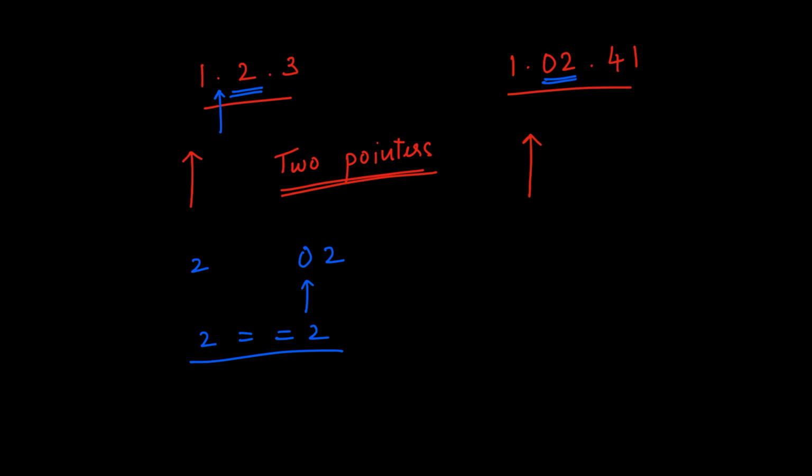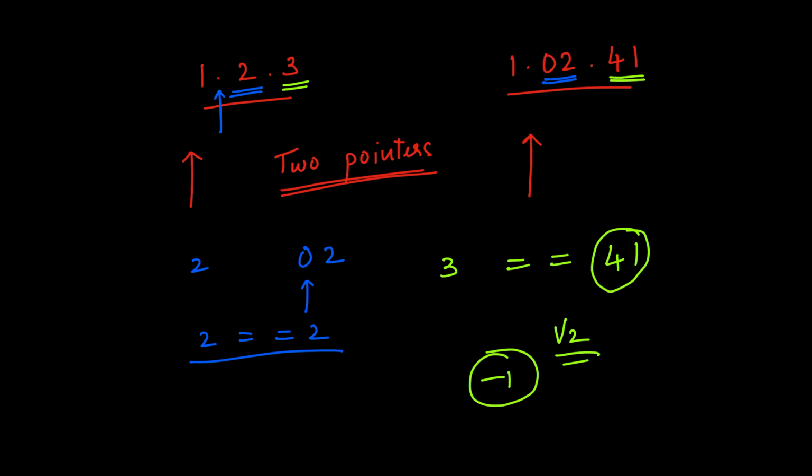So we need to increment our pointers and compare the next characters. The next segment is the last segment where we have 3 on the left hand side and 41 on the right hand side. As 41 is greater than 3, which means version 2 is greater than version 1, which implies that our output should be -1. This is one of the simplest and most efficient solutions to solve this problem.